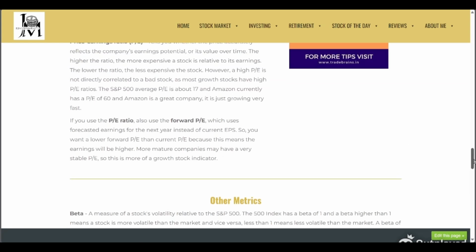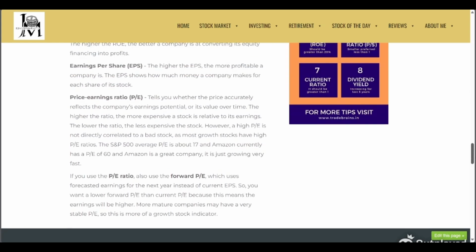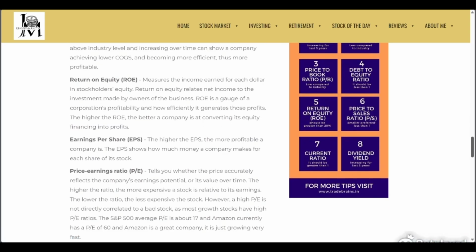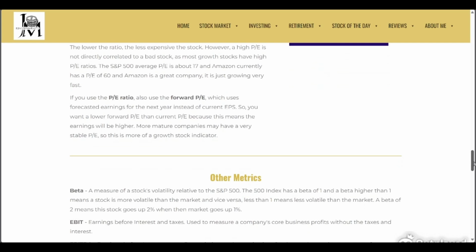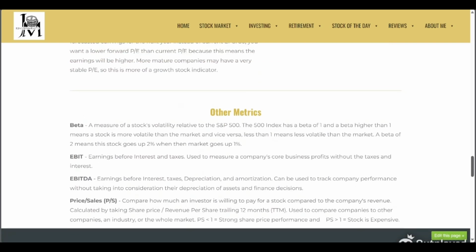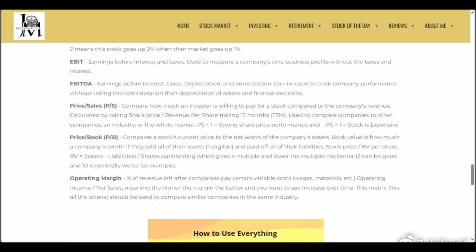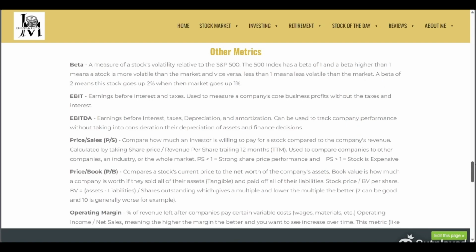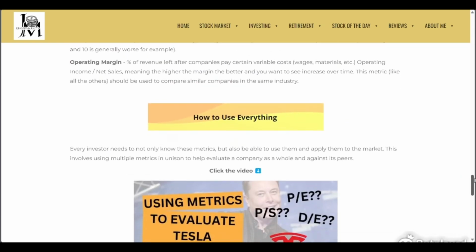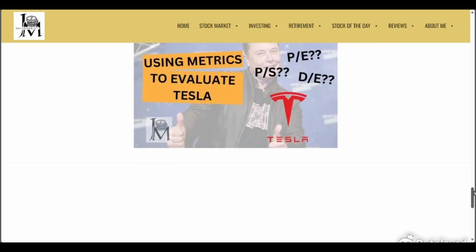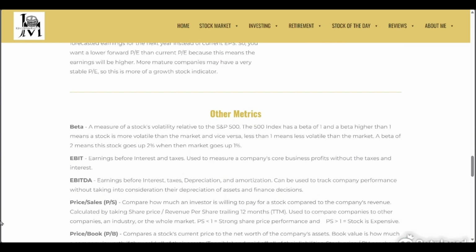So a low price to cash flow, below 10 being the industry standard, might suggest that the stock is undervalued. And a high price to cash flow, so over 10, might indicate that the stock is overvalued. This valuation obviously has some limitations because it's current cash flow, so it doesn't predict future growth. It's more just looking at the company currently.